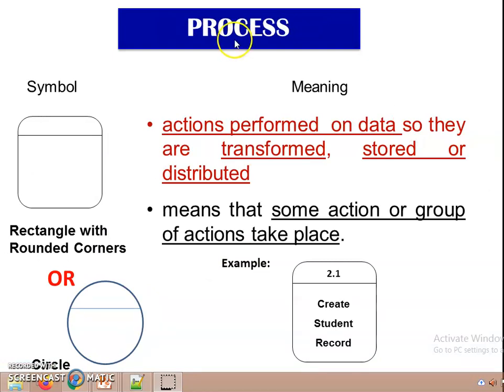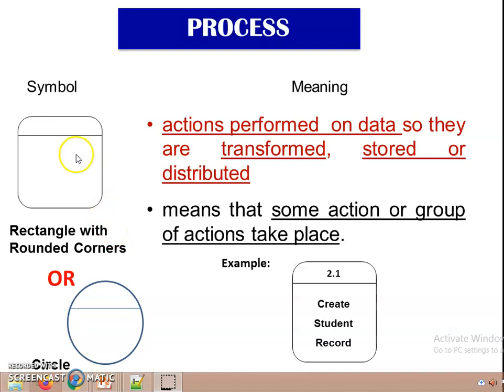The next symbol is the process symbol. The process symbol represents actions performed on data, so they are transformed, stored, or distributed. A process receives input data and produces output that has different content, or both. Actually, a process is referred to as a black box because you will know its input and output, but you don't know about its details or its logic, because it's hidden, not unless you're going to create the next level of DFD.